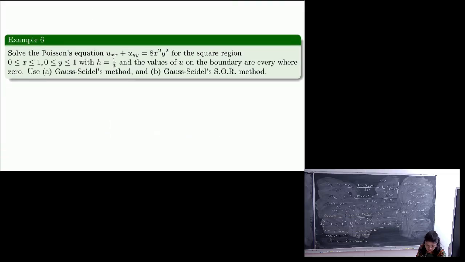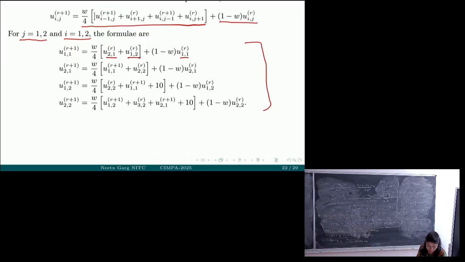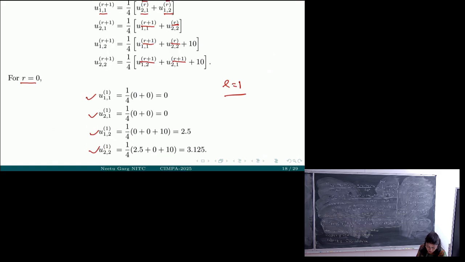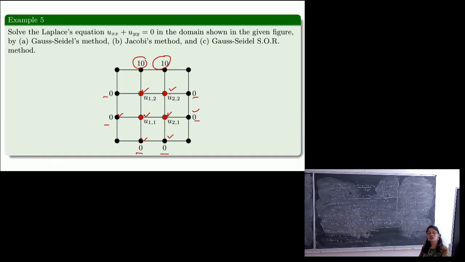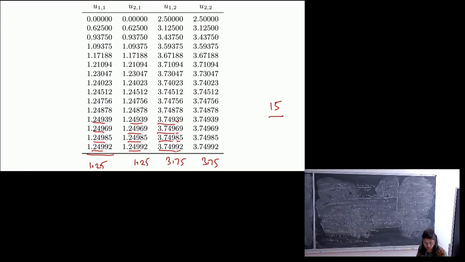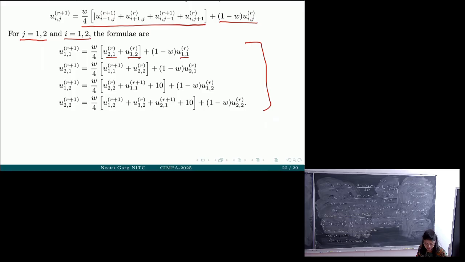Okay, so let's do one example here. In the previous example, we were given the boundary condition. Okay, let me show you the statement. Our diagram was already given to us and the boundary points are given to you, and this equation was the Laplace equation where the right hand side function is 0. Now we will do another example, which is for the Poisson equation.